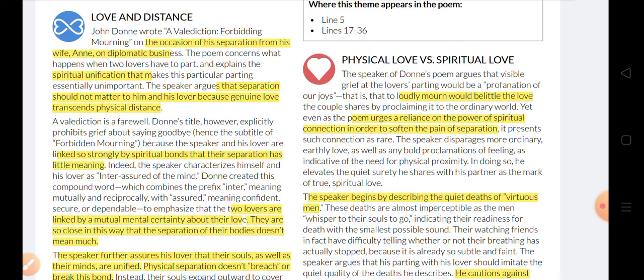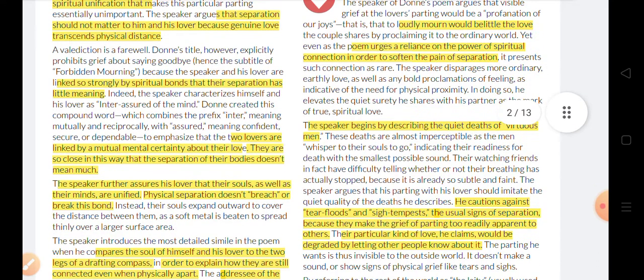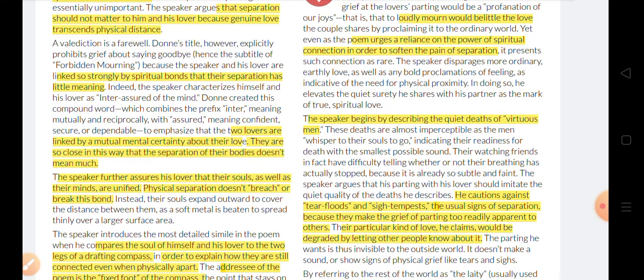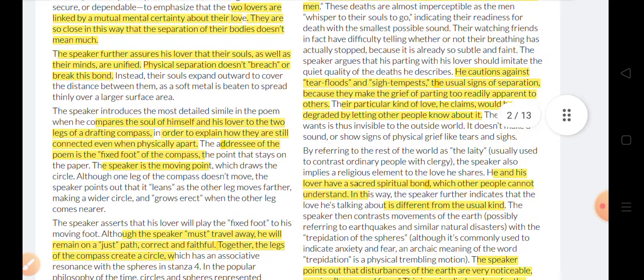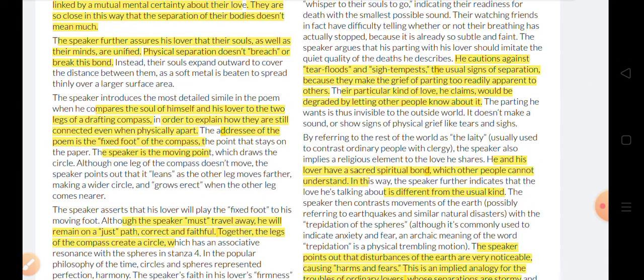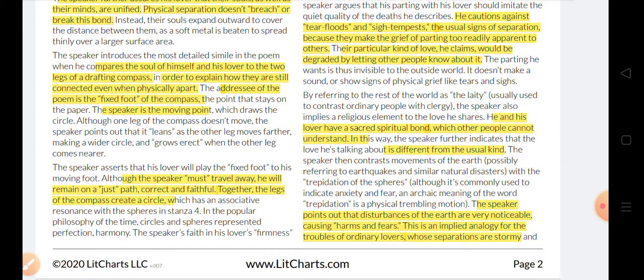The speaker begins by describing the quiet death of virtuous men, and he cautions against tear floods and sigh tempests, the usual signs of separation that ordinary people or physical lovers used to practice, because they make the grief of parting too readily apparent to others, and their particular kind of love, he claims, would be degraded by letting other people know about it. He and his lover have a sacred spiritual bond which other people cannot understand, and he's saying that it's different from the usual kind of love that other people have.